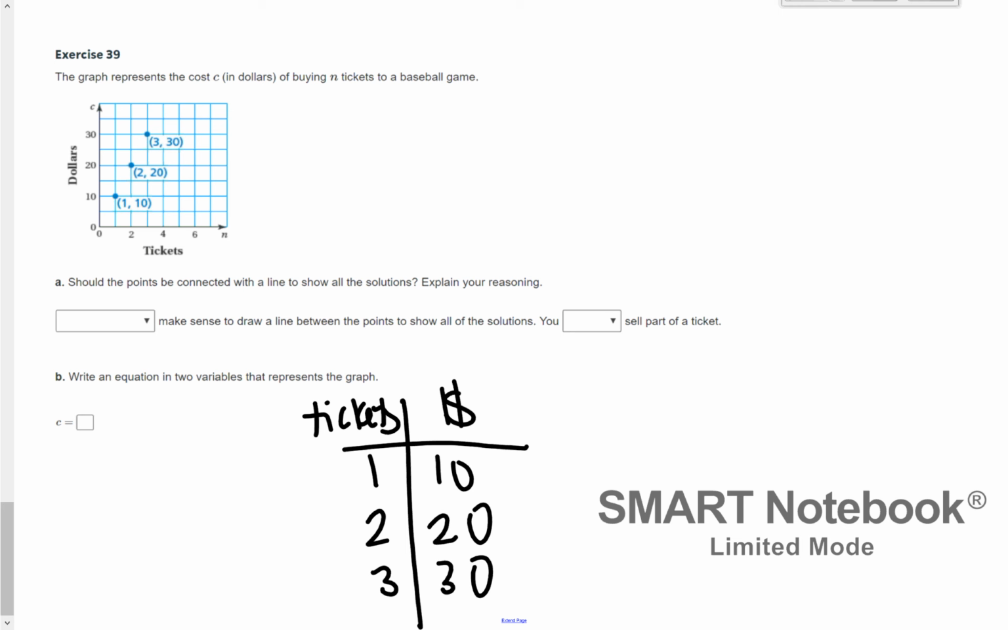Now remember, we want to use the letters that they give us. So tickets is going to be N, number of tickets, and dollars is going to be cost. So make sure that we don't use X and Y. We use N and C. If you need to first write it in X and Y, and then change them to an N and a C, that's fine, but big ideas will mark it wrong if you have Y equals blah, blah, blah. Also notice they already have C equals, so you don't need to type into the box C equals, you just need to type in what comes after that equal sign.